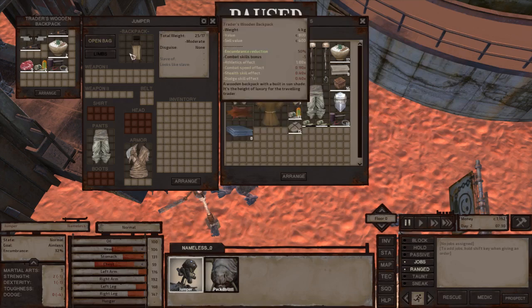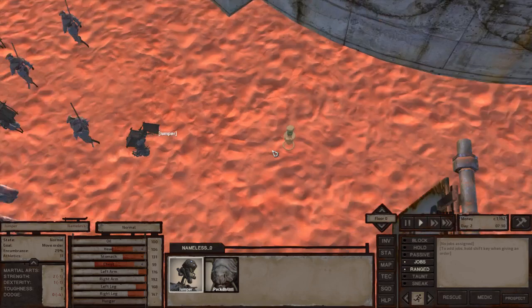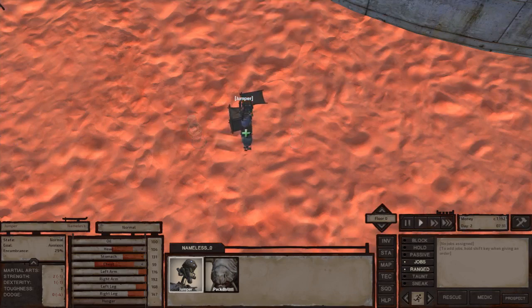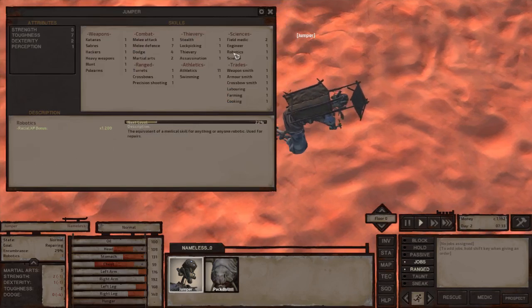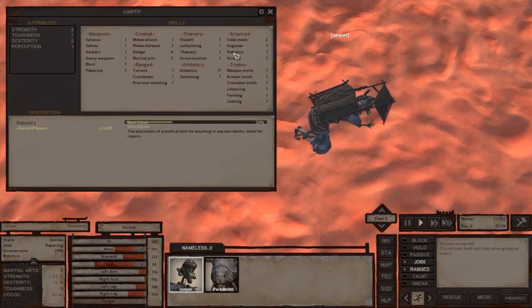Oh, yeah, it's good enough. Thank you, man, for trading. Jumper now can self-heal. This is very important. And also, it should fix robotics with very cheap repair kits. They might not be the best, but they are very good for training.